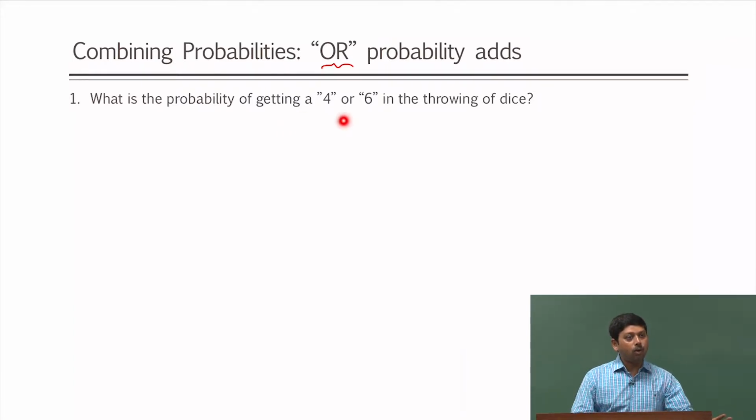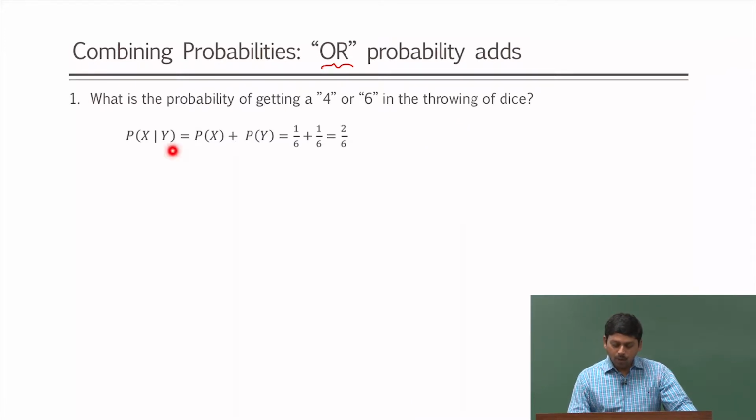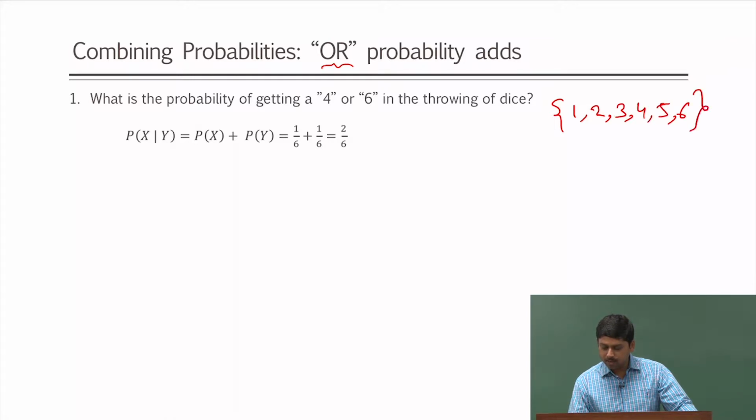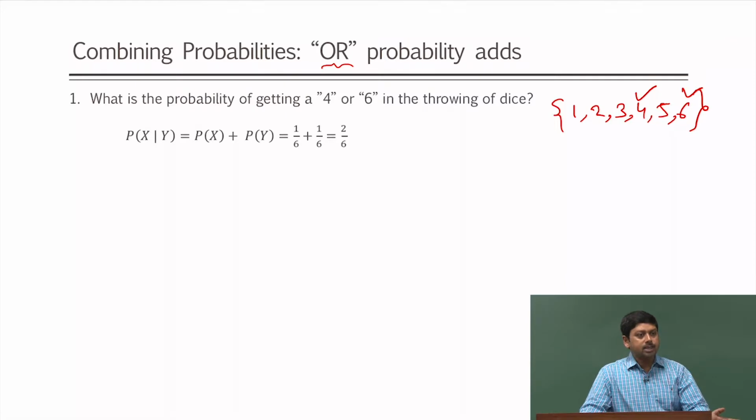See, we want 4 or 6, either of them is okay for us, in the throwing of a dice. So, we put this sign as an OR sign. So, x is getting a 4 and y is getting a 6. So, we say x or y will be added up, P(x) plus P(y), 1 by 6 plus 1 by 6 is 2 by 6, and you can understand why, because let us say you are in your sample space, you have 1, 2, 3, 4, 5 and 6. You want either 4 or 6, whichever is fine with you. So, if you throw, you get a 4, or if you get a 6, it is okay for you.